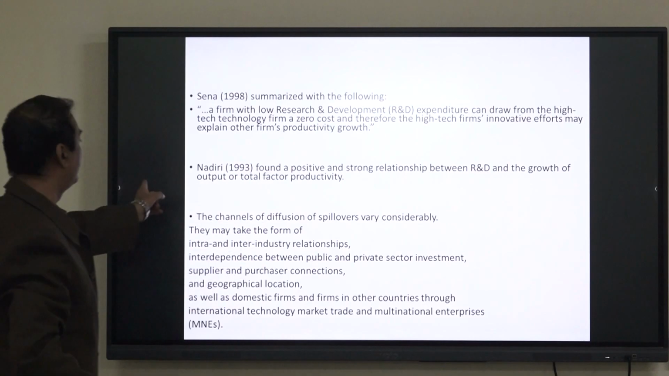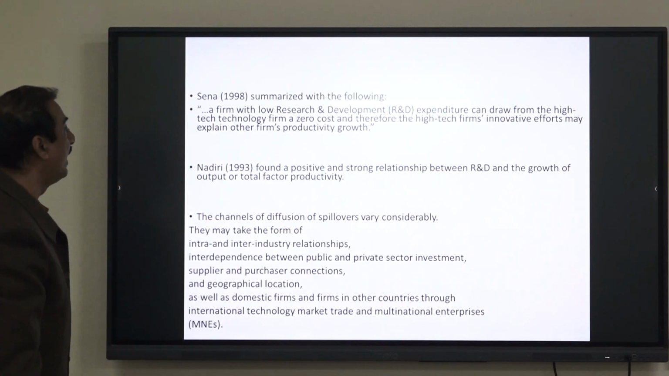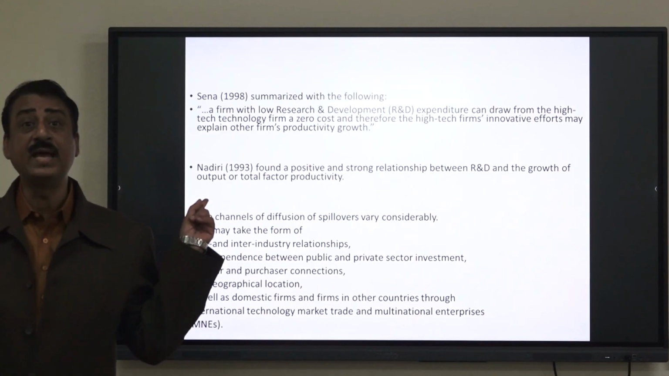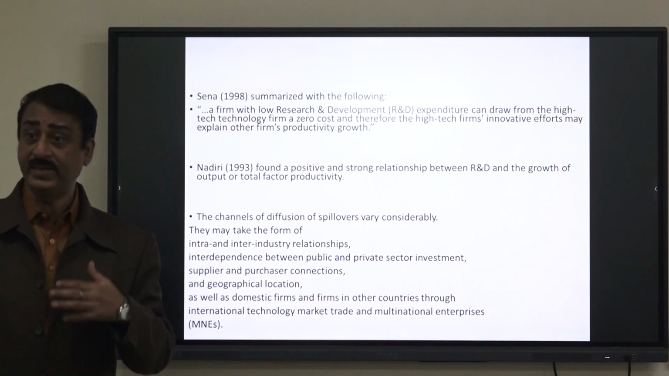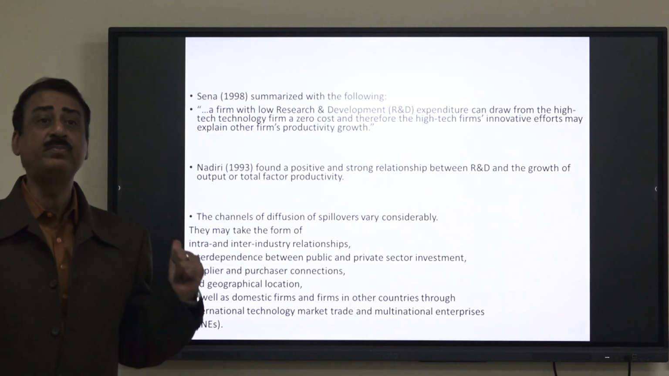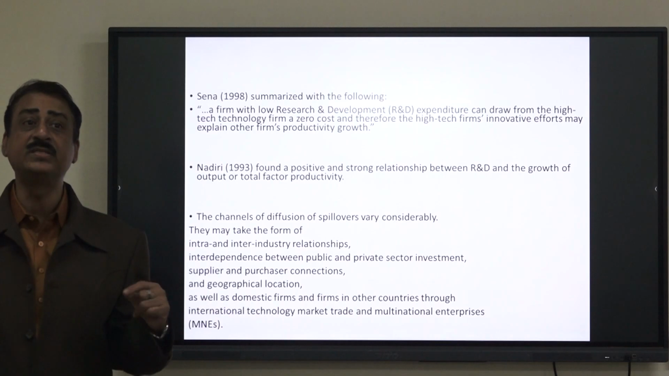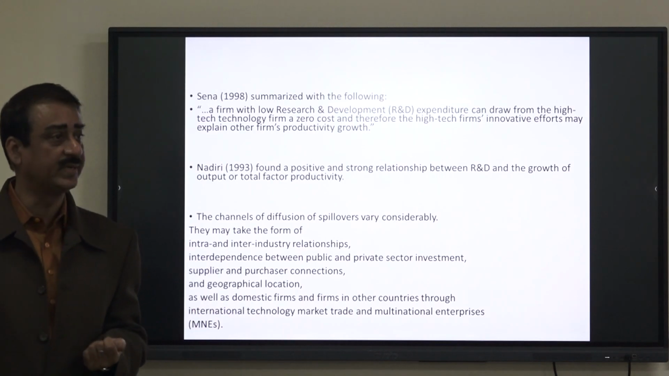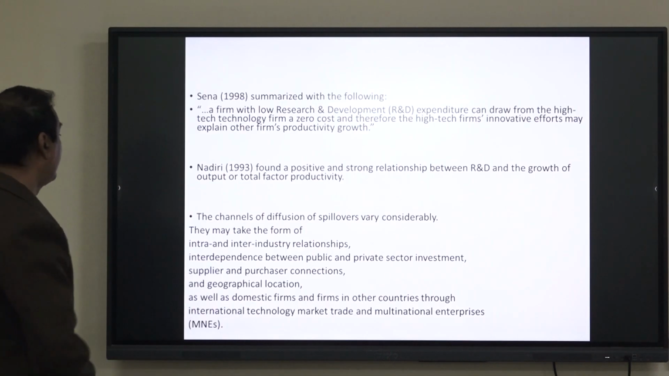There is another stalwart, Nadiri, who found a positive and strong relationship between R&D and the growth of output or total factor productivity. Of course, he analyzed data from developed countries, where research and development data is more authentic, unlike our data set. And he could show that there is actually a positive association. If a company contributes significantly to research and development expenditure, it will definitely contribute to growth and total factor productivity.